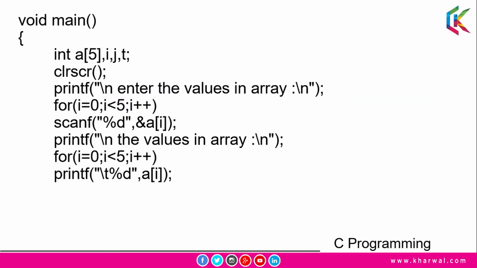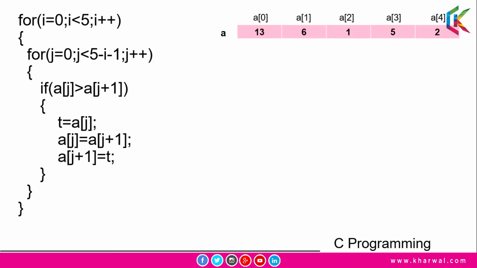So guys, in this program, I have declared an integer array of size 5 and i, j and t. And first of all, I am taking input from the user for this array A with the help of scanf function. And after that, I am printing all the elements of the array A by using a for loop. And this is the code for bubble sort and we are using nesting of for loops.